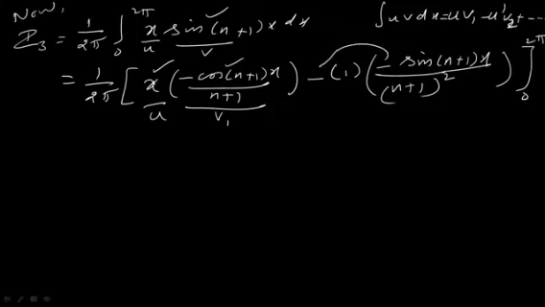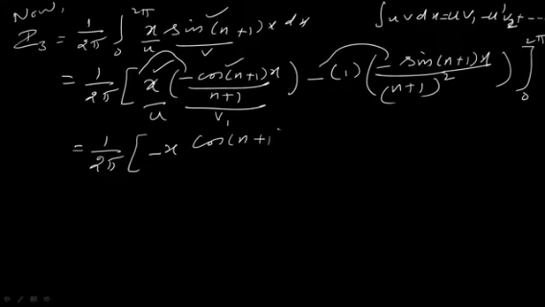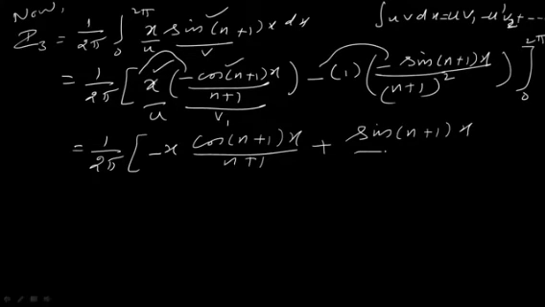Next we make these two as positive, that is minus and minus become positive, take this minus to the front. So in the next step, 1 by 2 pi of minus x cos n plus 1x divided by n plus 1 plus sine n plus 1x divided by n plus 1, the whole square with the limit from 0 to 2 pi.